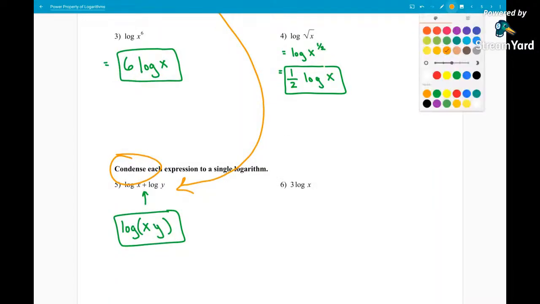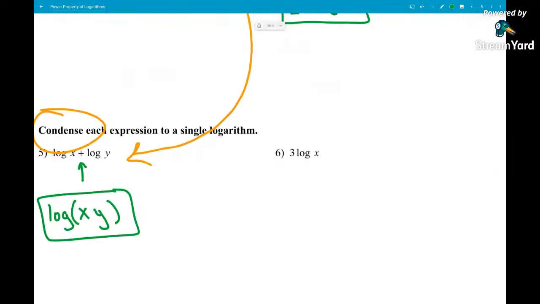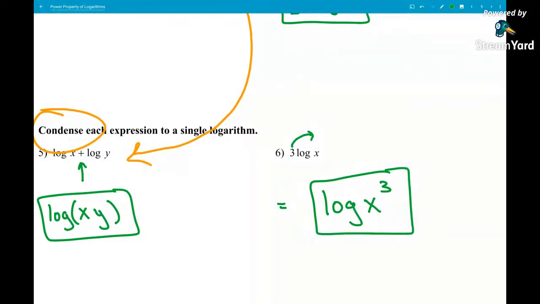So what do you think about number 6? How could you condense this? We're still using the power property, but we're not bringing the 3 down. We're bringing it back up. This is going to go back up in the sky. So this is the common log of x to the 3rd. Done. All right. So just pay attention to your verbs, but it's literally just 2 properties. Wonderful.